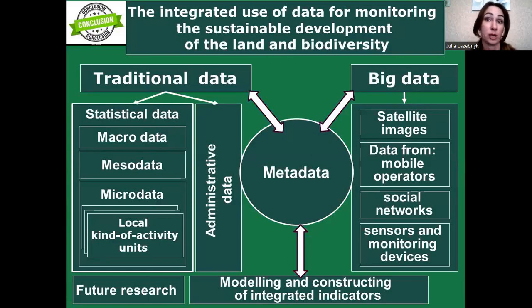To summarize everything we mentioned, I want to say that information provision for monitoring the sustainable development of the land and biodiversity should be based on an understanding of the integrated use of statistical administrative data sources, metadata for their qualitative use, as well as a combination with big data, such as satellite images. The algorithms of data processing, modeling, and construction of integrated indicators would be the subject of our future research.